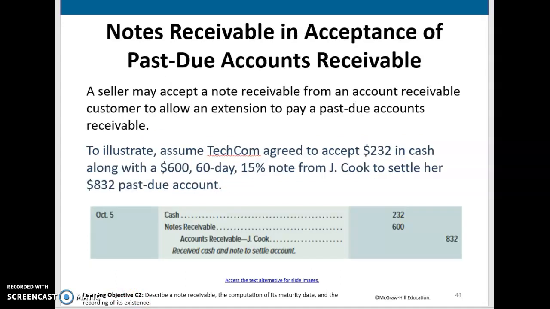What happens if we take a note in acceptance of a past due accounts receivable? Here we have Techcom agreeing to accept $232 in cash along with a $600 60-day 15% note from J. Cook to settle her past due account. So we record the cash that we received for $232, and then we debit notes receivable for the $600 note, and we credit her full balance for $832.